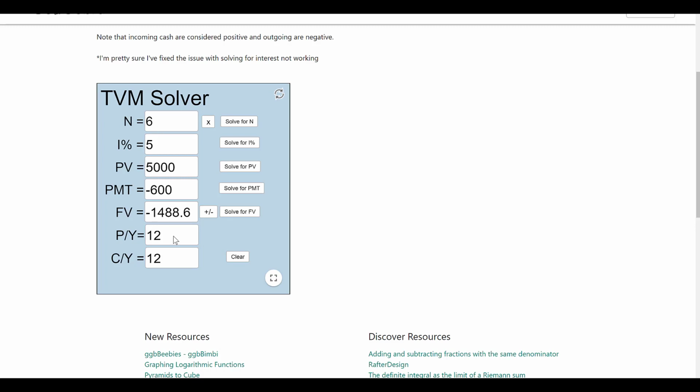And then the second part of the question says, how many payments till you have a future value of 0? So I'll put 0 for future value. And the number of payments, we're going to solve for that now. And it's 8.5, so that's 9 payments.